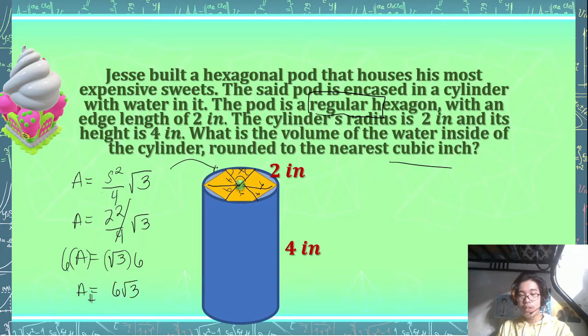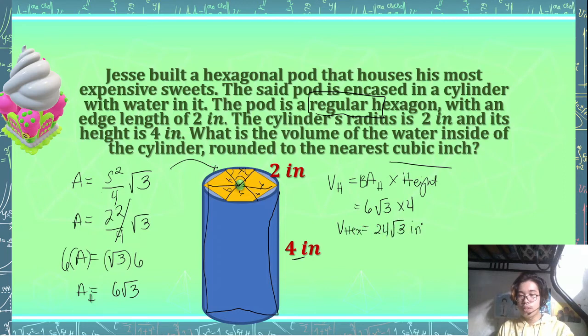So now that we know the area of the hexagon, we can also find its volume. So how do we find the volume? We just multiply the 6 square root of 3 that we have here with 4. That should give us the volume of the hexagonal pod that's inside of the cylindrical container. So the volume of the hexagonal pod is just going to be the base area of the hexagon multiplied by the height. So that's 6 square root of 3 times 4, which is 24 square root of 3 cubic inches.